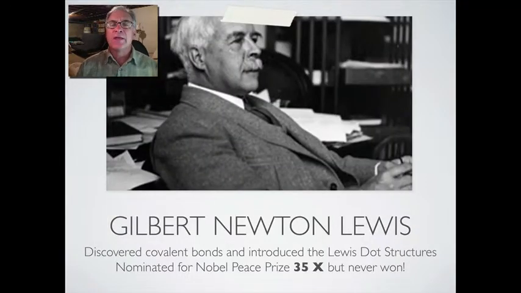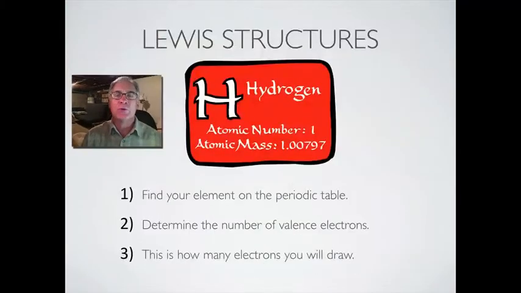One of the first things I want to talk about is the man who came up with it. He discovered covalent bonds in 1916. His name is Gilbert Newton Lewis, and he was an American chemist and a longtime professor at the University of California at Berkeley. There was some suspicion around his death, and I'll let you look it up and decide for yourself what happened. But he was nominated for the Nobel Peace Prize 35 different times and never won the prize. So, like I said, we're going to be looking at what he devised and presented back in 1932.